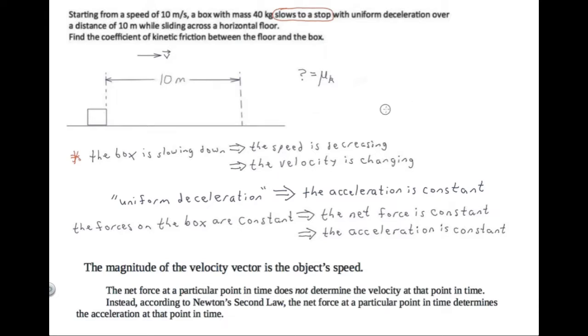So this is a problem that involves changing velocity, not constant velocity. How about the acceleration? The problem tells us that the box is moving with uniform deceleration, and that information tells us that the box's acceleration is constant.